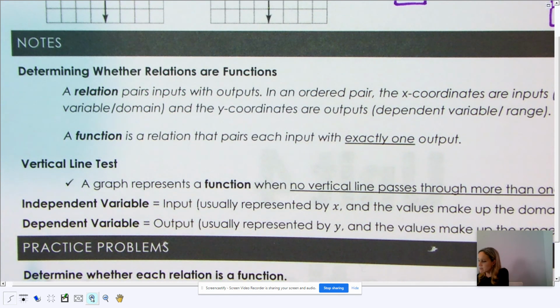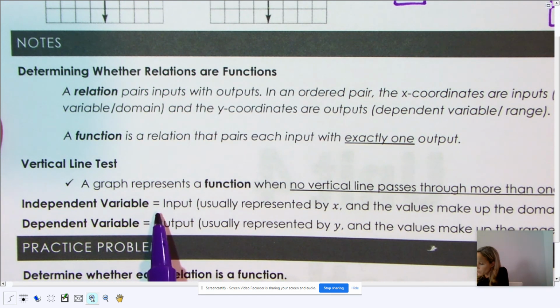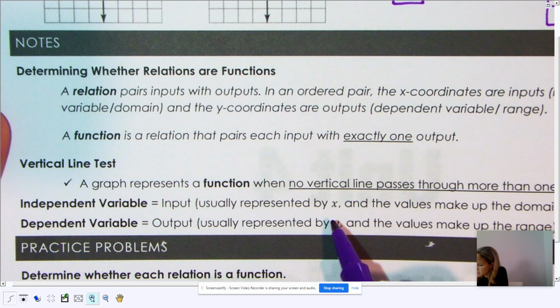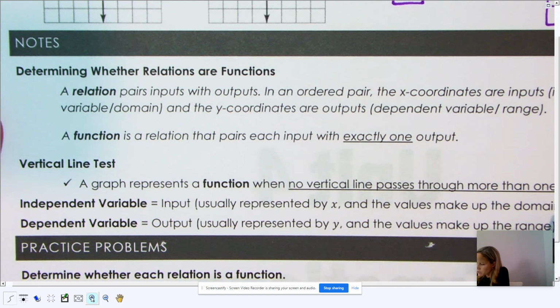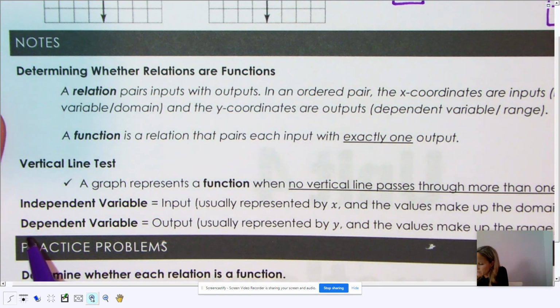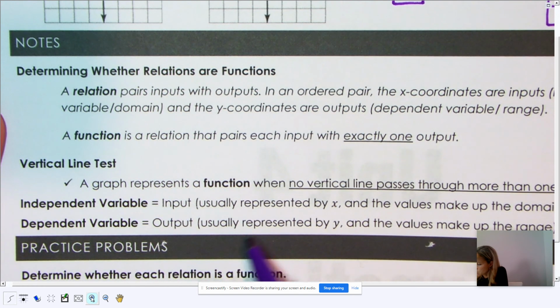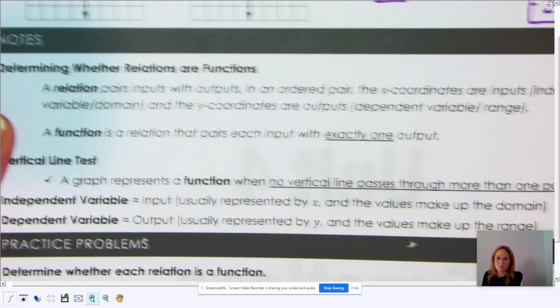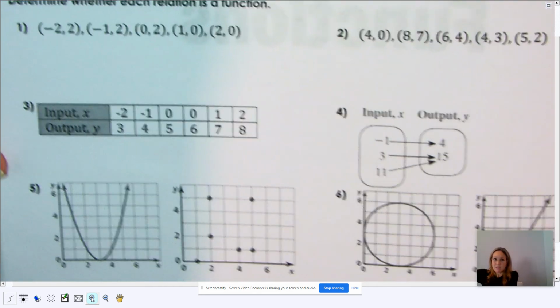Okay, the independent variable is the input, and it's usually represented by x, and it's the values that make up the domain. The dependent variable is the output, which is usually represented by y, and the values make up the range. So we're going to go over some practice problems here before we start your assignment.